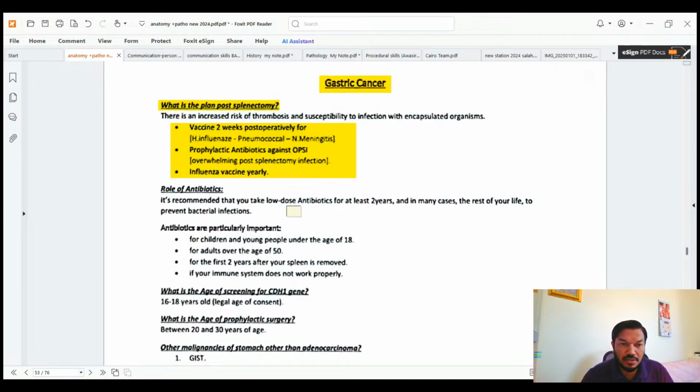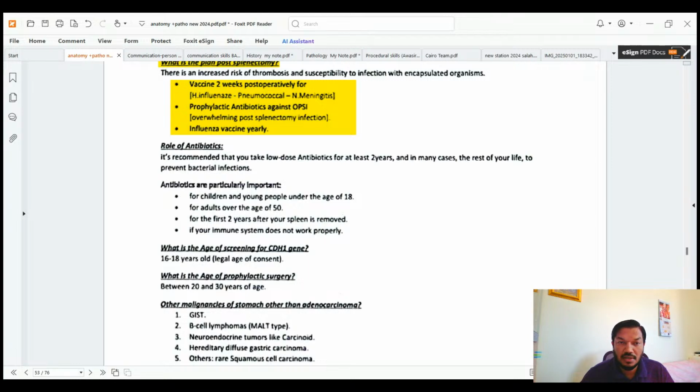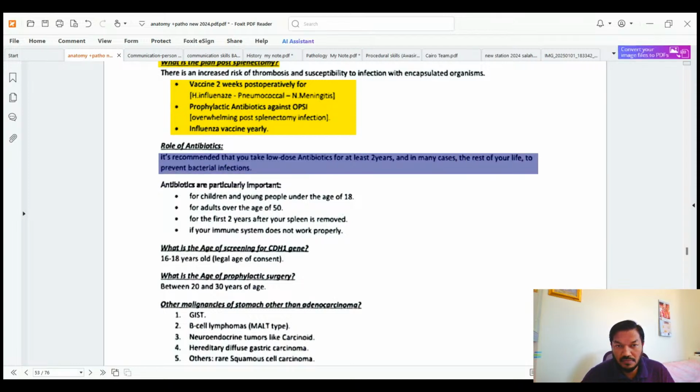Then, role of antibiotics. It is recommended to take low dose antibiotics for at least 2 years, and in many cases the rest of your life, to prevent bacterial infection. This is the role of antibiotic.